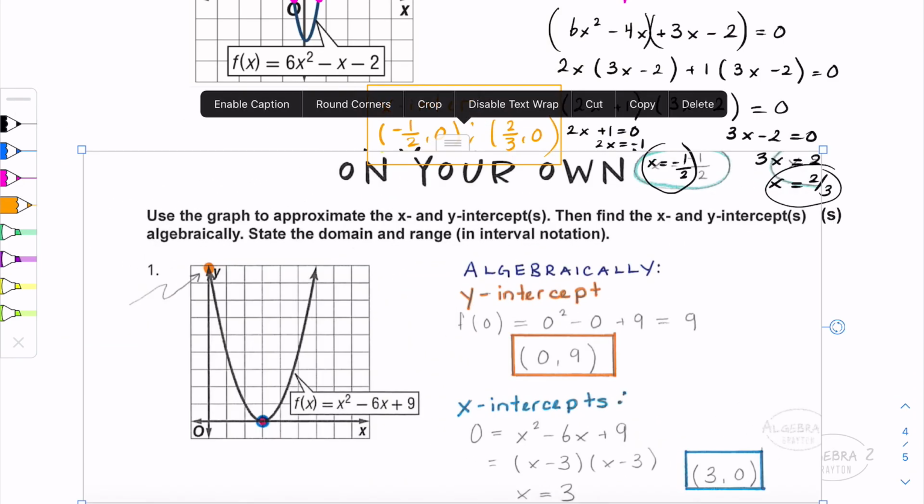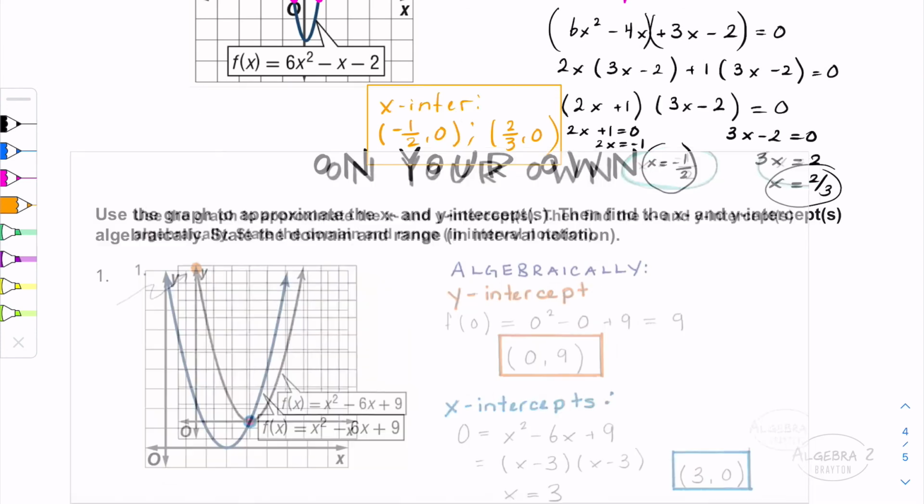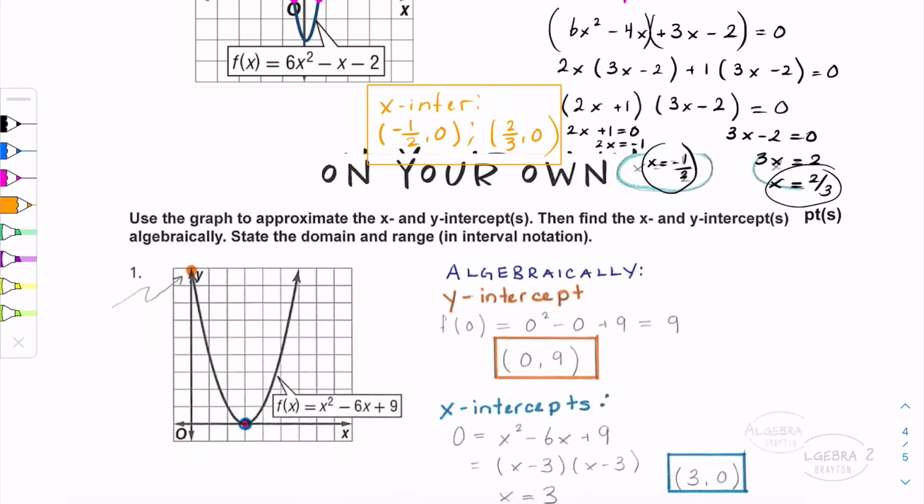All right, for the last on your own section, here's my answer. You can look over that.